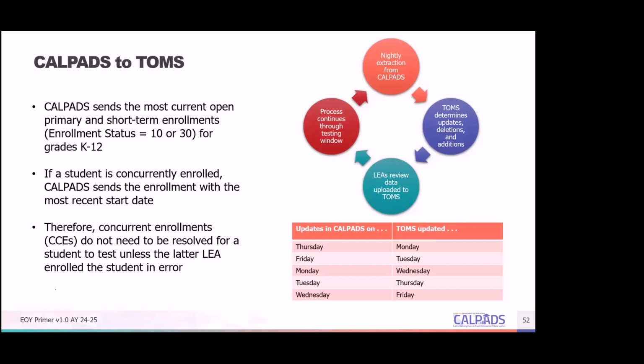And we ask you in end of year to not pre-populate your SENR enrollment exits in CALPADS yet if students have not yet completed testing. Pre-populating your SENR enrollment exits will drop students from the testing lists. And so we recommend that you do not pre-populate your SENR enrollment exits in the end of year.